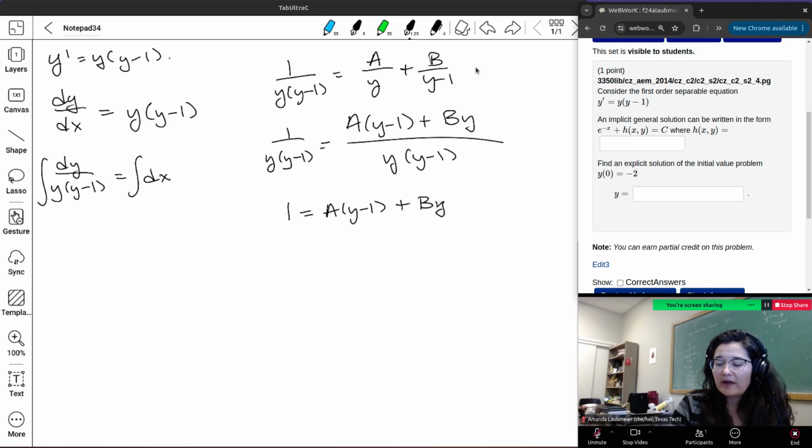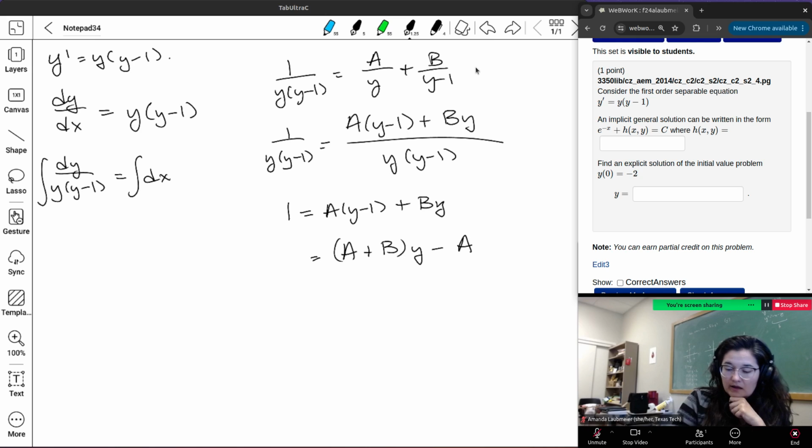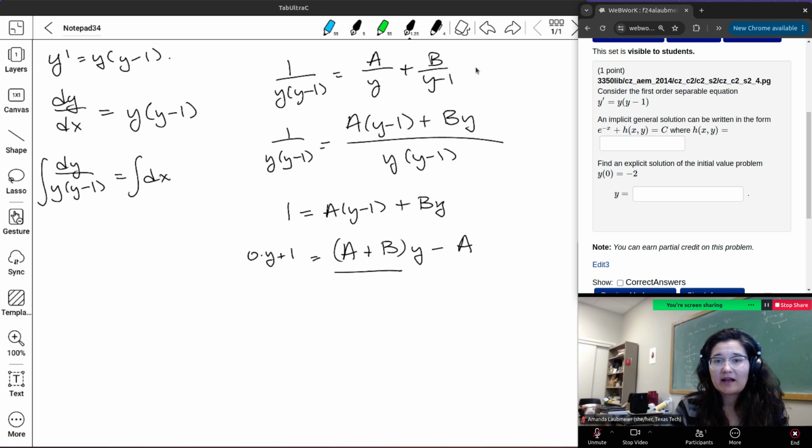So if I group like terms in y, and note that the left side doesn't have any y, then I need to make this thing that has a y equal to 0, and then this other thing that doesn't have a y equal to the number I had to start.